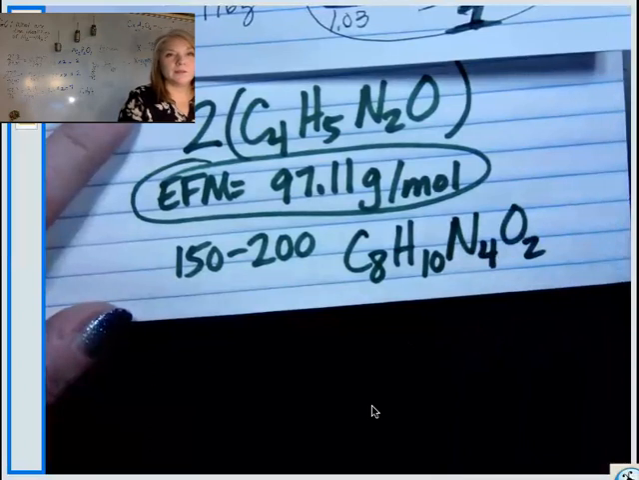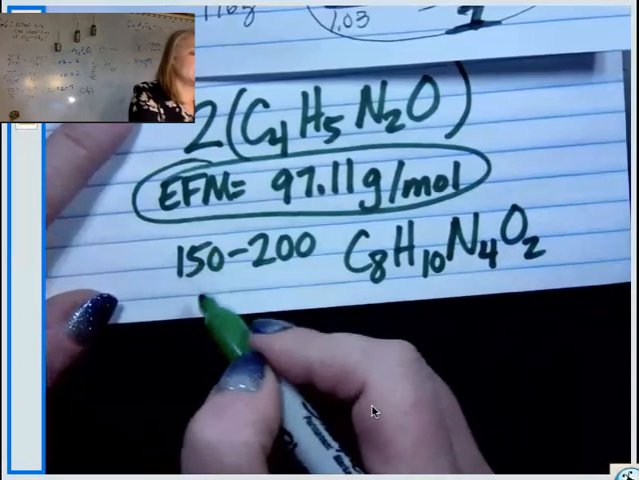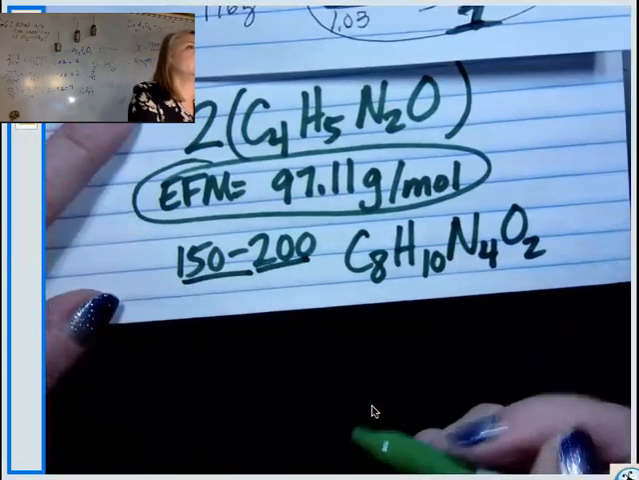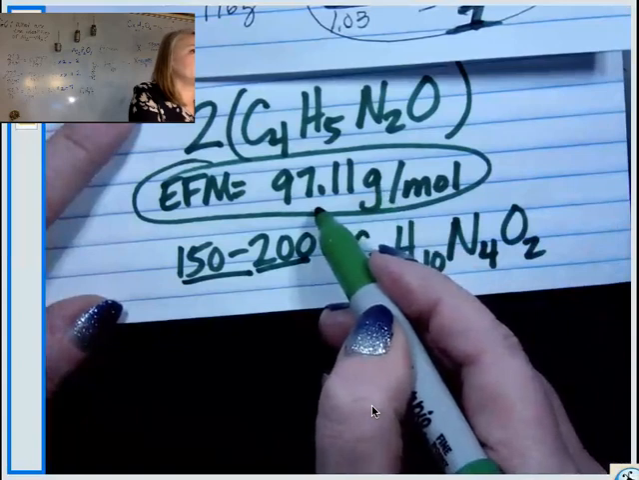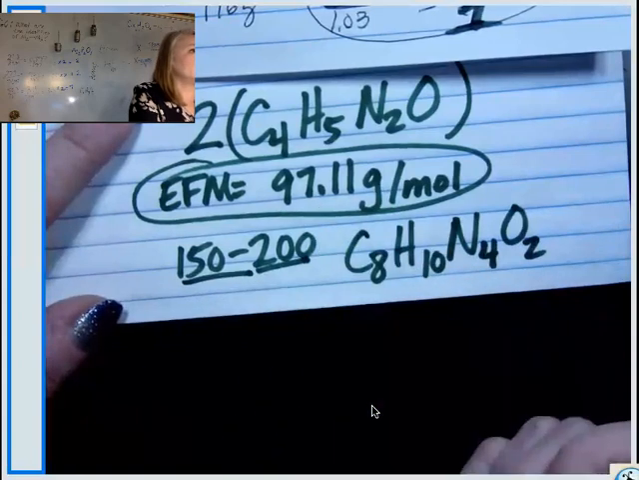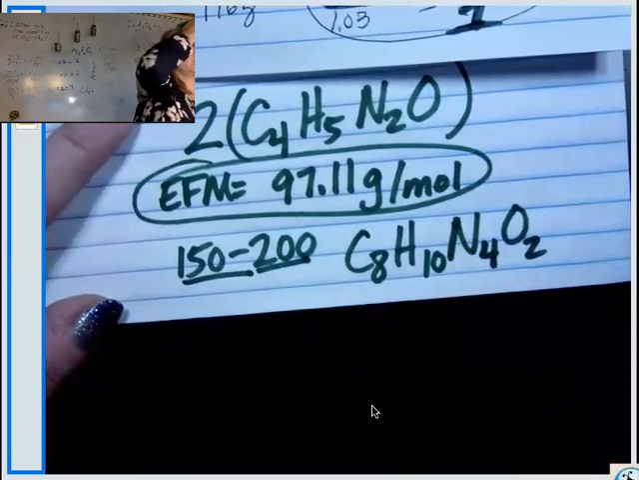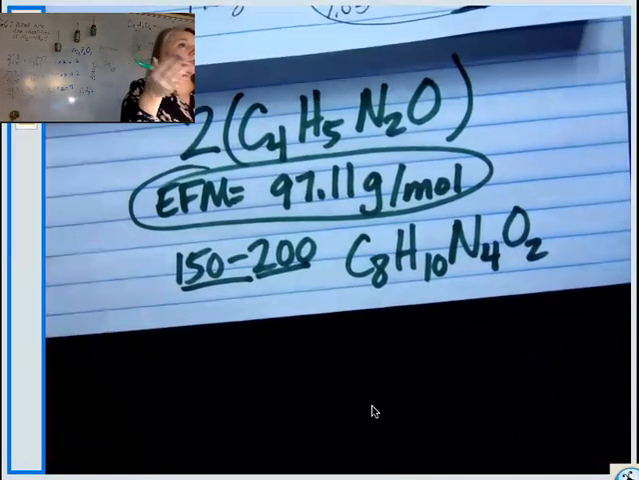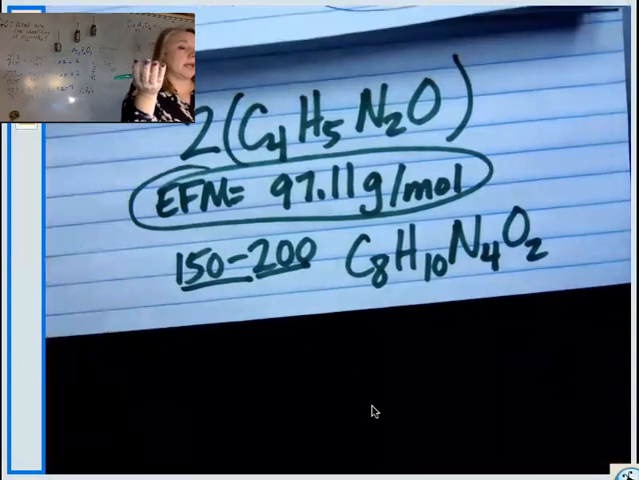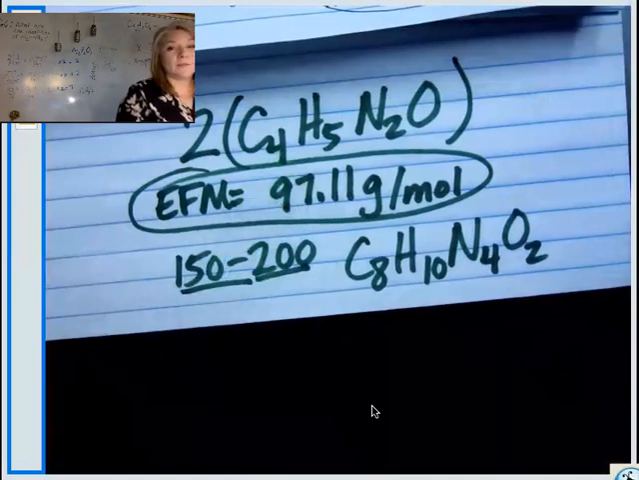Okie doke. That's what they actually said in our problem. They said that your molecular formula mass is estimated to be between 150 and 200. So if you multiply 97.11 times 2, you can see it would fall in that range. That way it gave us something to work with. We've got to keep it in that ballpark range, so it's not going to be just our empirical formula. It's going to be that times 2.